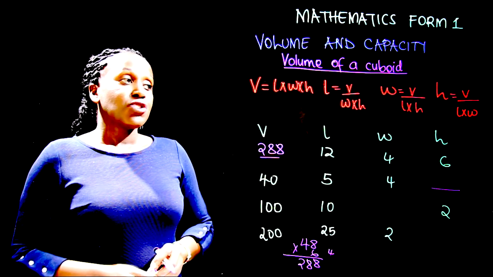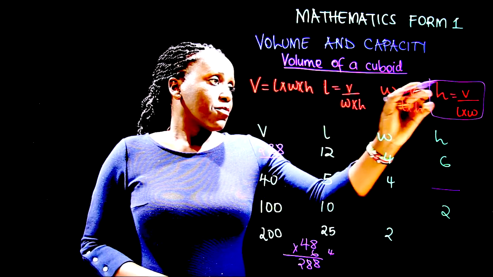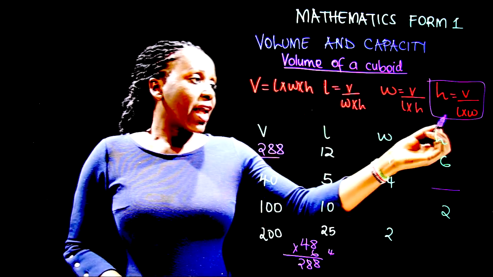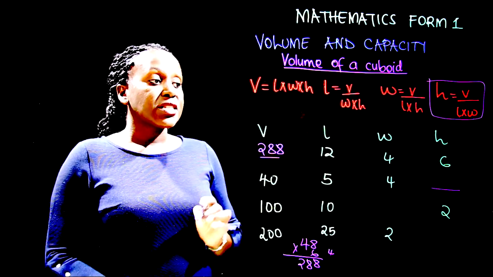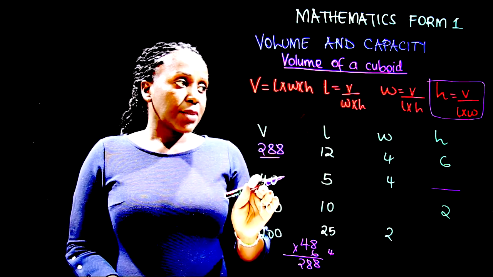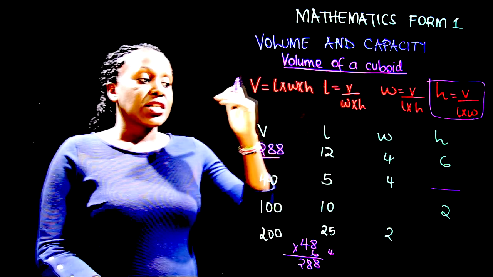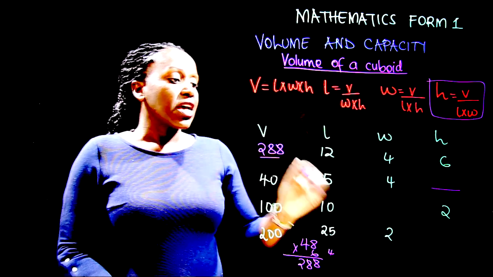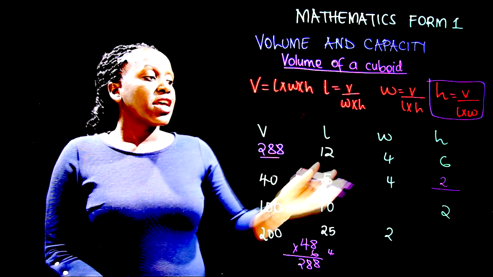In the next question, we have the volume, we have the length, the width, but we do not have the height. So remember that height is equal to volume over length times width. So we first need to multiply length times width. 5 times 4, which is 20. Then now we take the volume, which is 40. We divide by the product of length and width, which is 20. So 40 divided by 20 is equal to 2. So the height of this cuboid is 2.